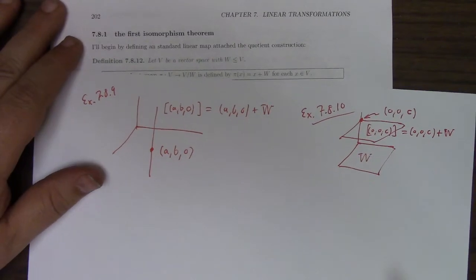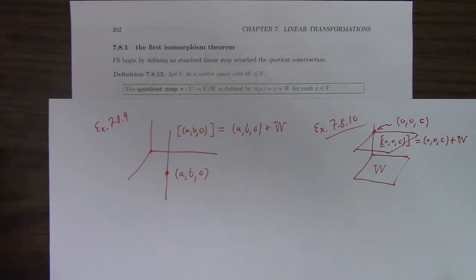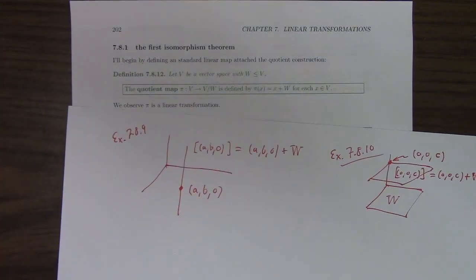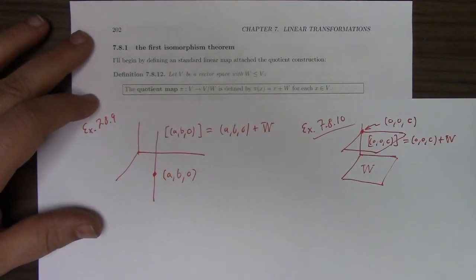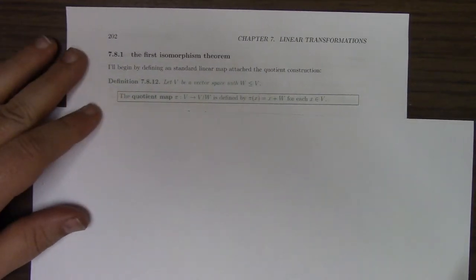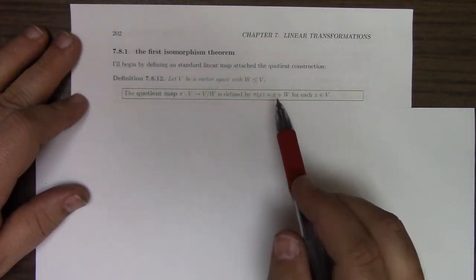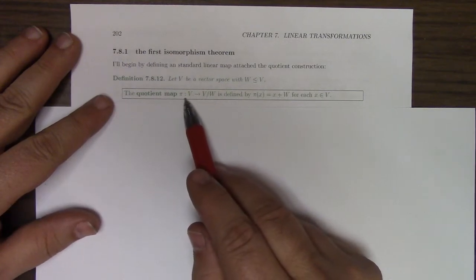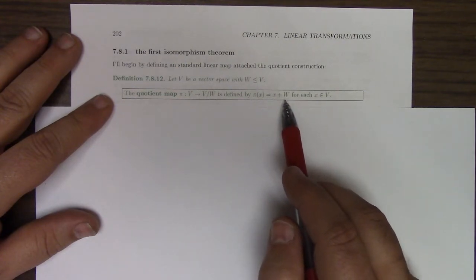So that brings us to the first isomorphism theorem, all right? Wait a minute, I feel like my pages got out of order. No, they didn't. My bad. So we introduce the first isomorphism theorem, which is stated in terms of, among other things, the quotient map. The quotient map goes from the vector space to the coset space, defined by basically just mapping x to its corresponding coset, x plus W.